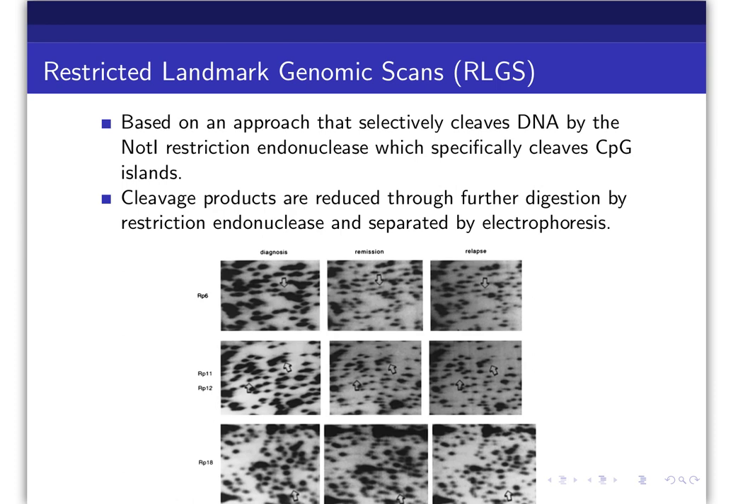For a patient with acute myeloid leukemia, we have enlargements of regions from their RLGS profiles at diagnosis, remission, and relapse. These spots were selected to demonstrate the different patterns of RLGS spot changes. For example, in one pattern, a spot is present only in the remission sample. In another pattern, a spot is missing only at relapse. This process of scoring and cloning is tedious and time-consuming.